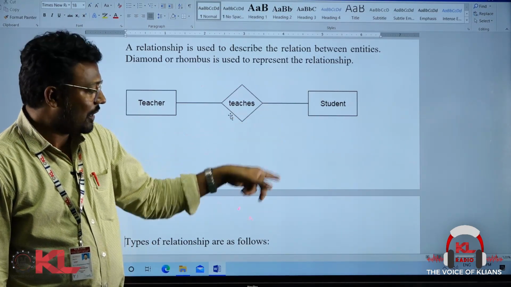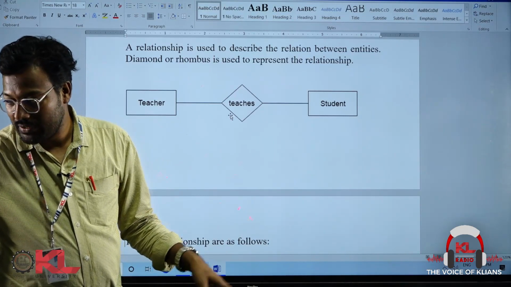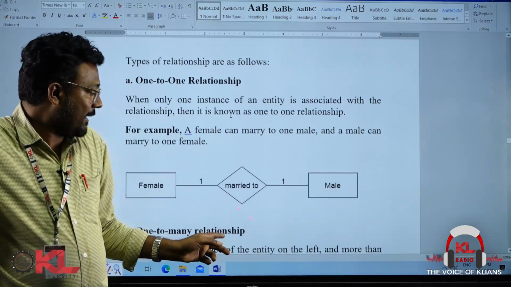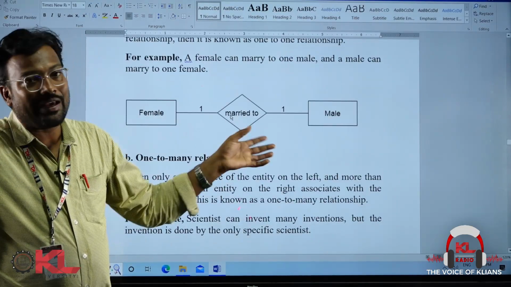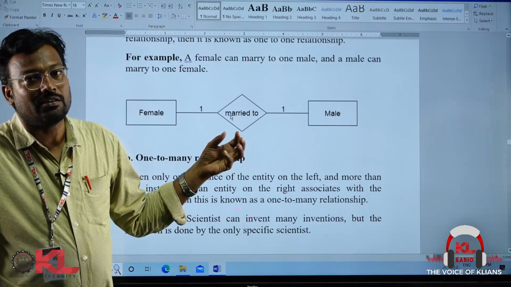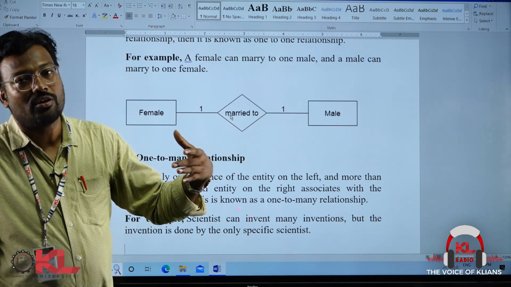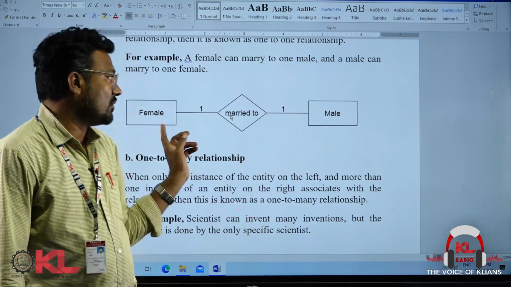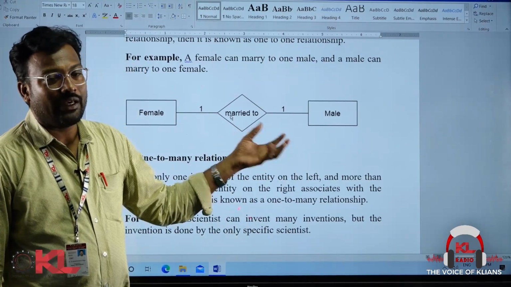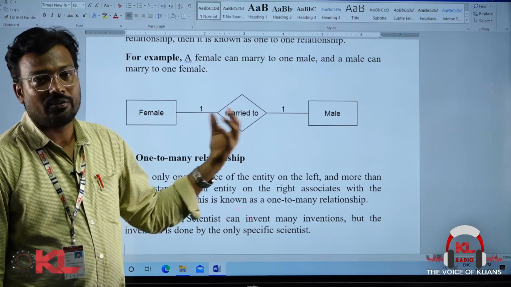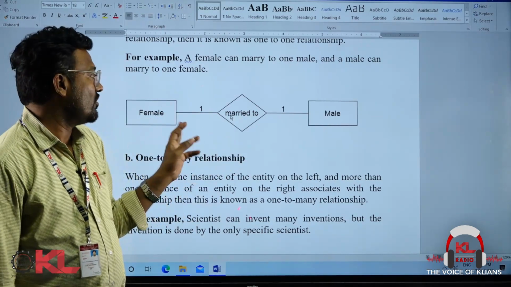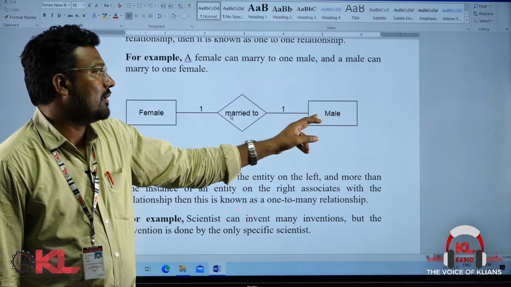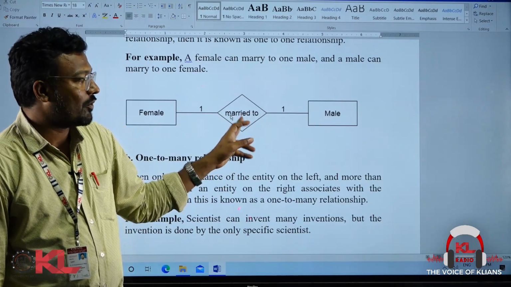We will also go through those kinds of relationships in detail. One to one, if you take, in Indian culture the marriage, how it happens. A woman can marry only one man. That is the thing we have been practicing from our forefathers. Only one female is marrying only one male. So, married to, it is an example for one to one.